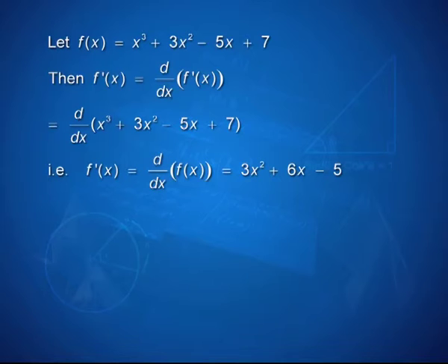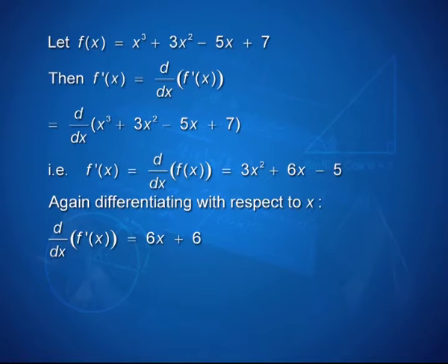It is again a function of x. So, I can always differentiate it with respect to x. So, the derivative of f dash x is going to be 6x plus 6, which is what is called the second order derivative of the given function.